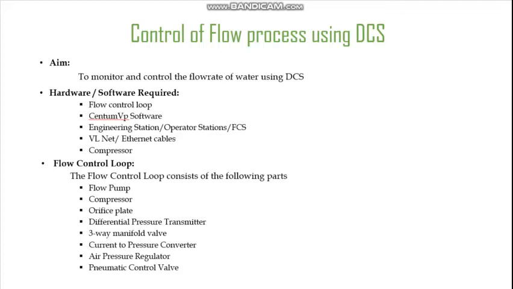The flow control loop comprises of the following components as its hardware unit, that is the flow pump, compressor, orifice plate, differential pressure transmitter to transmit the pressure received from the tappings from the orifice plate, and the three-way manifold valve to calibrate the DPT, and I2P converter, air pressure regulator, pneumatic control valve.